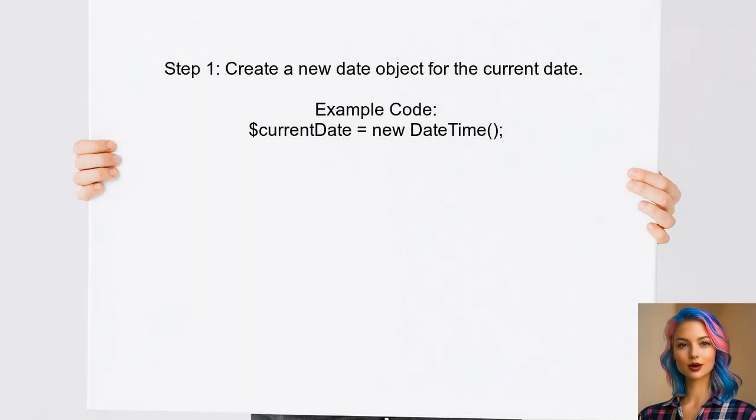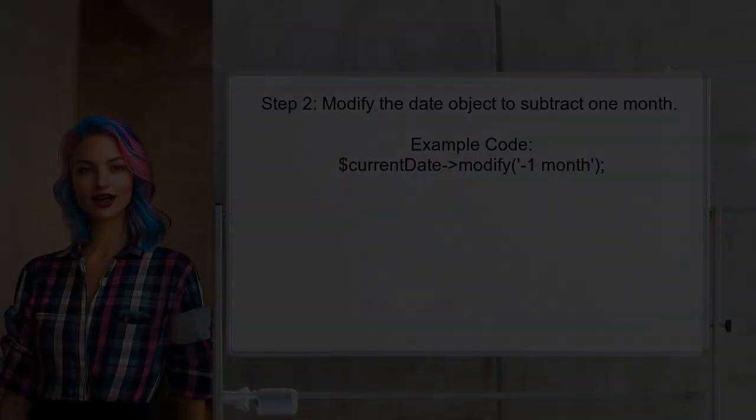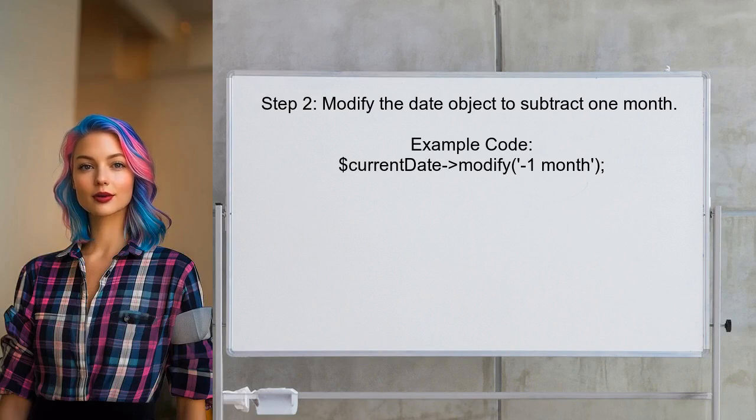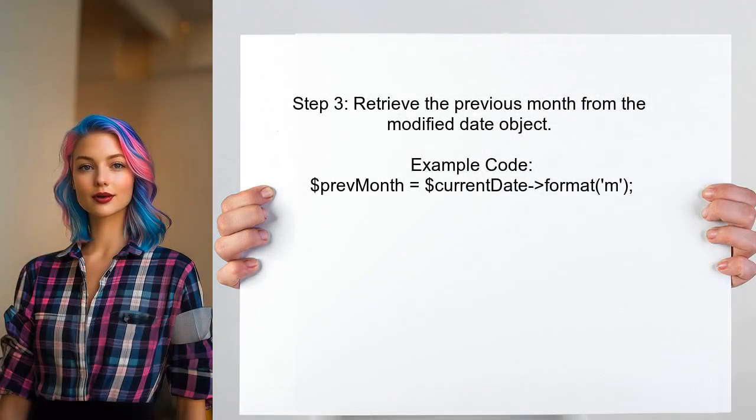To address the user's issue with getting the previous month accurately, we can use a different approach. First, let's create a new date object that represents the current date. Next, the user should modify this date object to subtract 1 month. This can be done using the modify method of the DateTime class. Now, the user can retrieve the month from this modified date object. This will ensure that they get the correct previous month, even if today is the last day of the month.